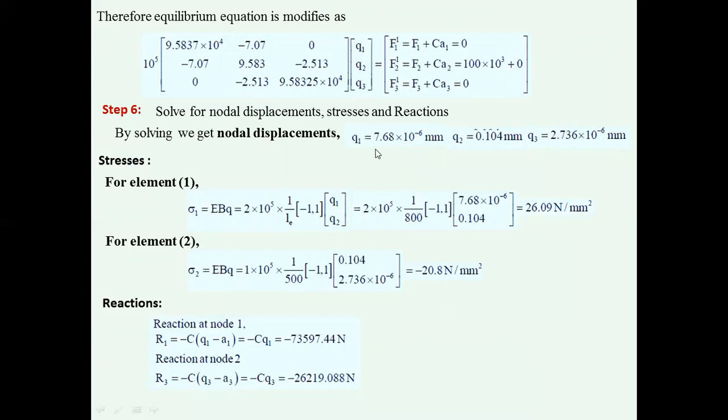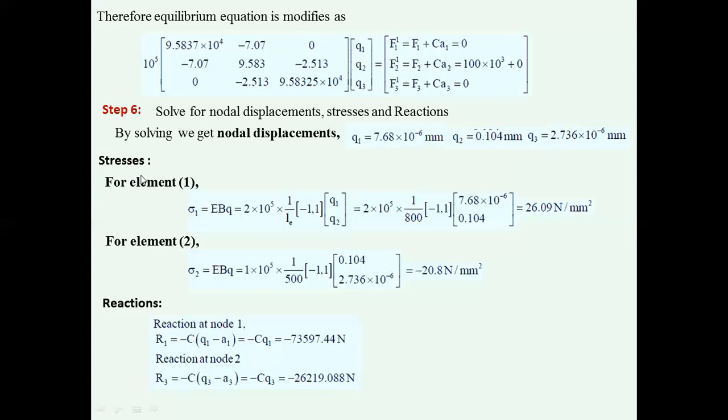The value of Q1 is 7.68 into 10 to the power of minus 6 mm. The value of Q2 is 0.104 mm, and the value of Q3 is 2.736 into 10 to the power of minus 6 mm. So that is the way of finding the nodal displacement for the given problem.